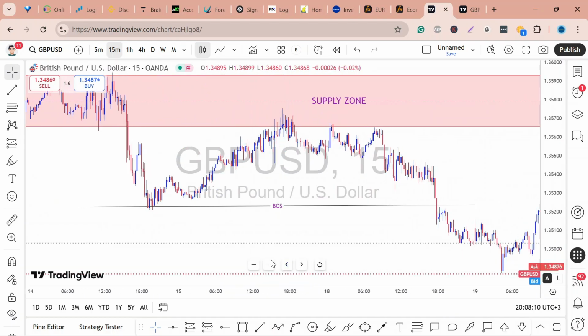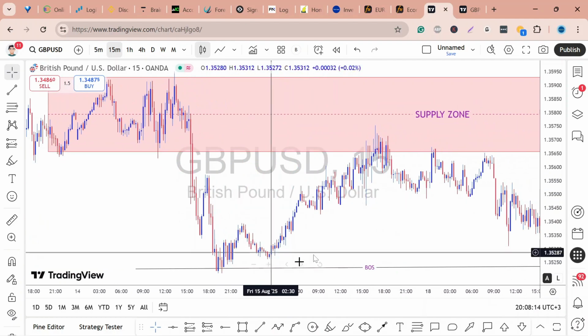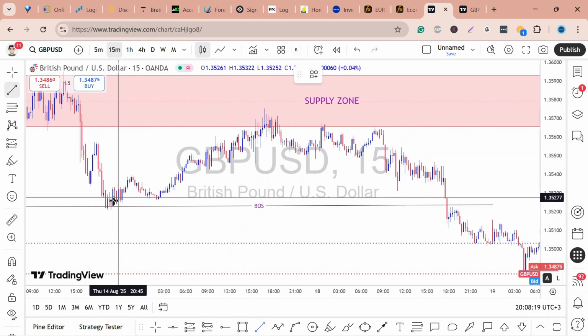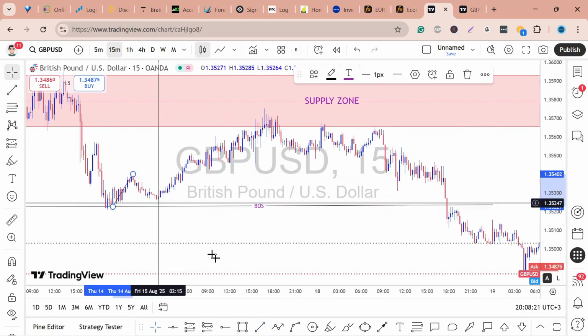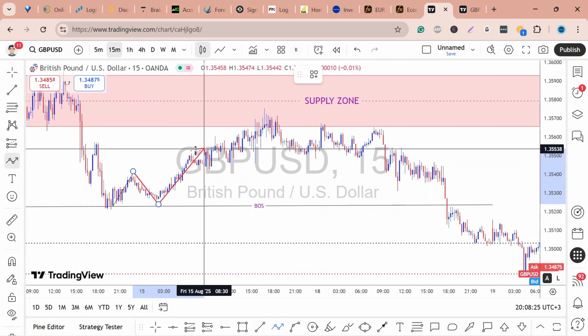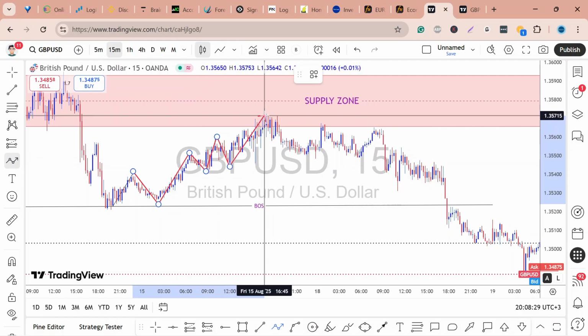So you can go down to the M15, and on the M15, what you want to capitalize on is the market making higher highs and higher lows, mini higher highs and higher lows, like this. As you can see, it's a mini trend.